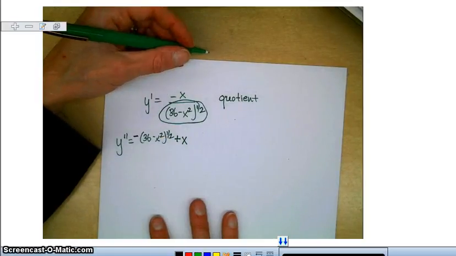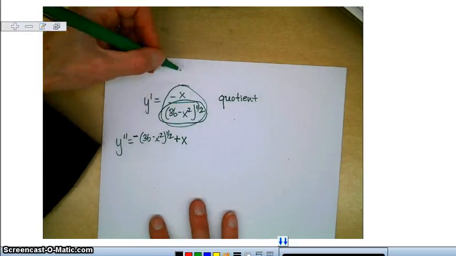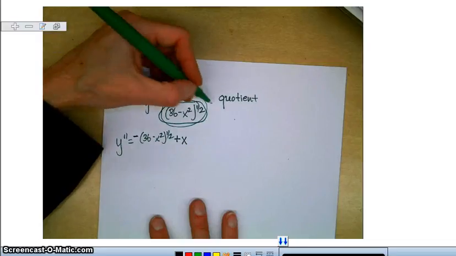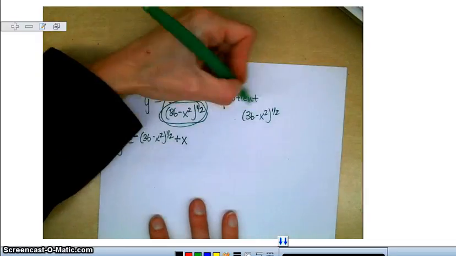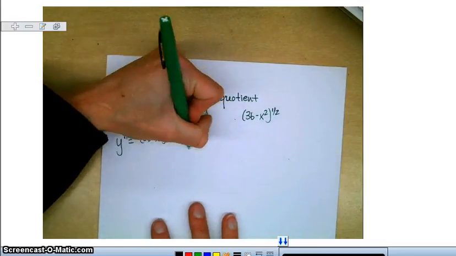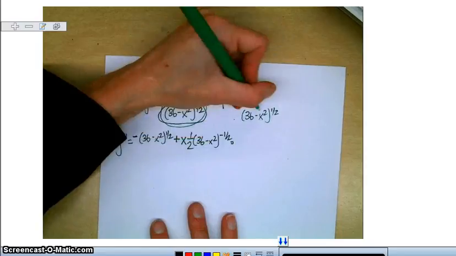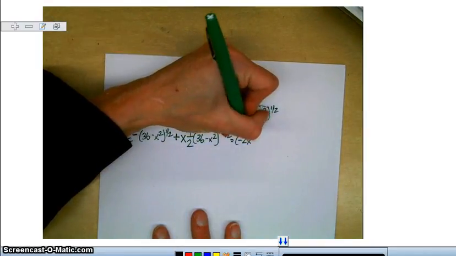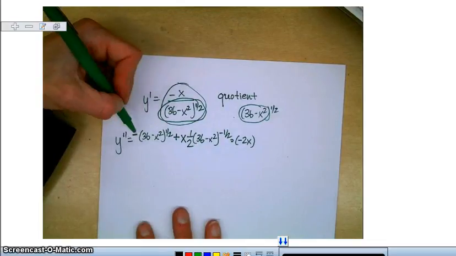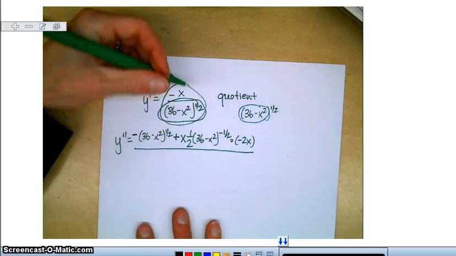Didn't we already take the derivative of that? And isn't it this? If you don't believe me, we'll do it again. Okay, what's the derivative of the bottom? The derivative of the outside is 1/2 times 36 minus x squared to the negative 1/2 times the derivative of 36 minus x squared, which is negative 2x. Okay, so that's the bottom times the derivative of the top minus the top times the derivative of the bottom, all over, what happens if you square that?